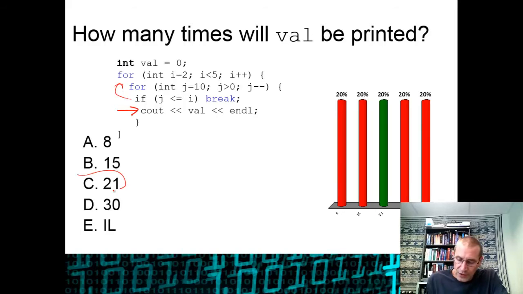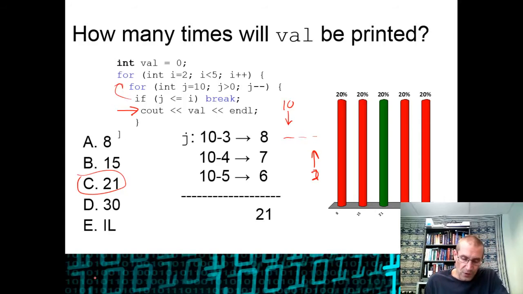Well, the answer is it's going to do it 21 times. Now, when does it break? Well, when j gets less than or equal to i. Now note, j starts at 10 and goes down. i starts at 2 and goes up. And at some point when they're equal, it actually stops and goes to the next iteration of i. And so we realize that the first time j is going to start at 10, and it's going to go down to 9, 8, 7 until it becomes 3, and then i starts at 2.